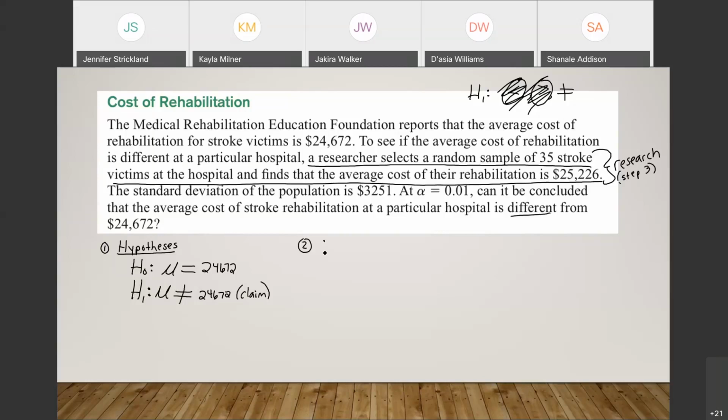All right, so step 2. How did you know that was different? Because the question says that we want to show that it's different from 24,672. So the first statement says that it's equal to 24,672. We want to show that it's different.